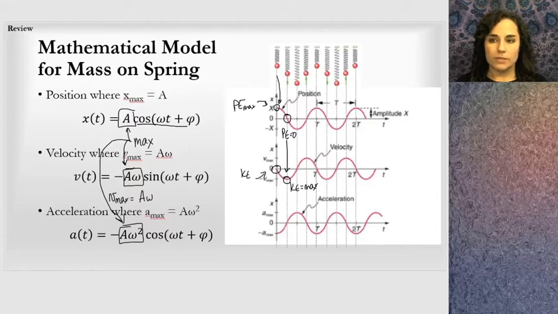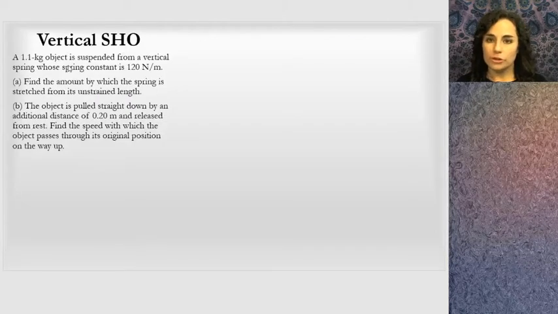I picked a few problems out for us to work on. Both are vertical springs, and I will talk at the end about other situations about harmonic motion, but I wanted to just apply this in the situation of a vertical spring. So it says a 1.1 kilogram object is suspended from a vertical spring whose spring constant is 120 newtons per meter. So they give me the mass, 1.1 kilograms, and the spring constant, 120 newtons per meter. The first thing they ask is to find the amount by which the spring is stretched from its unstrained length.